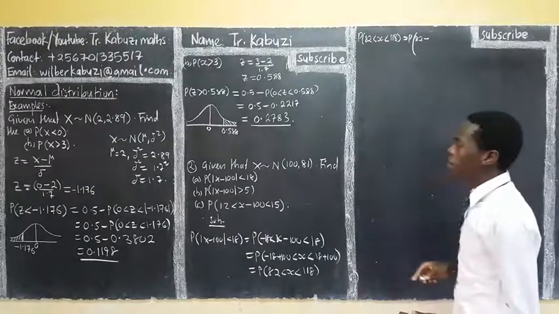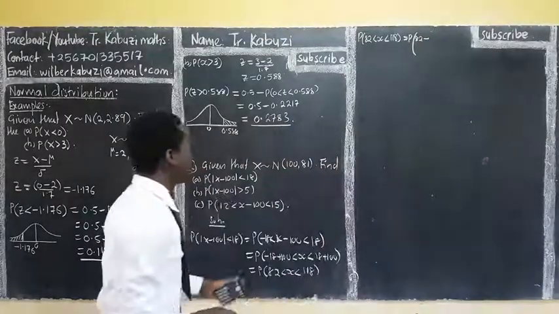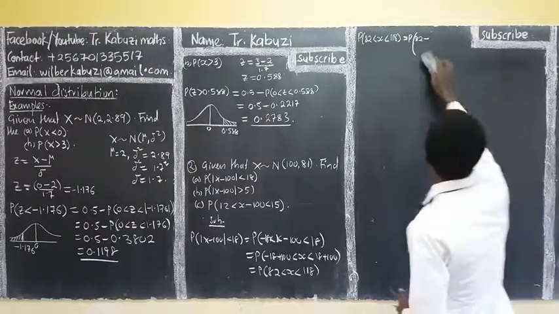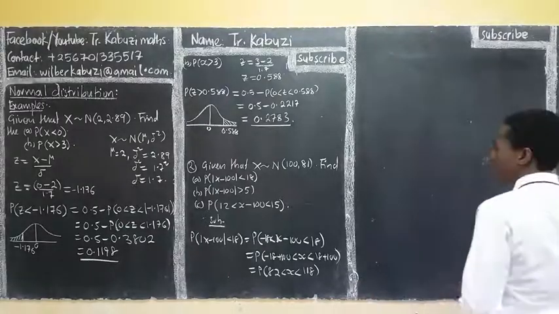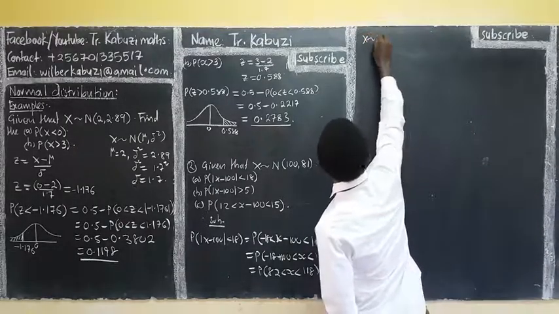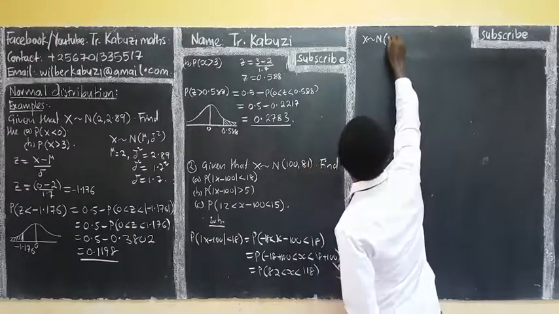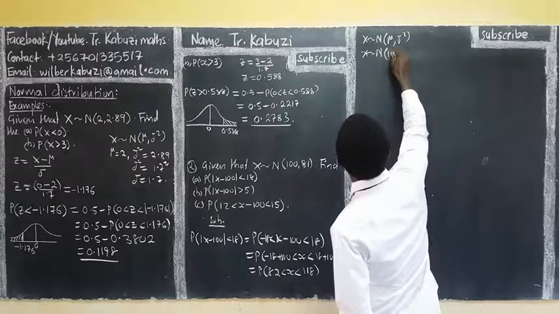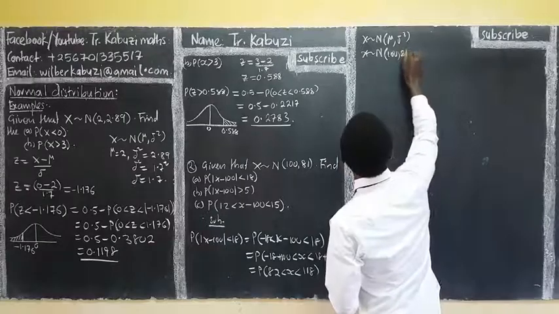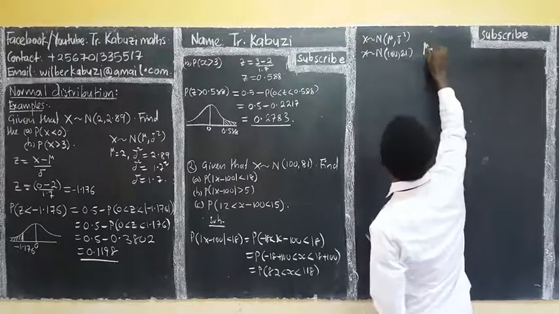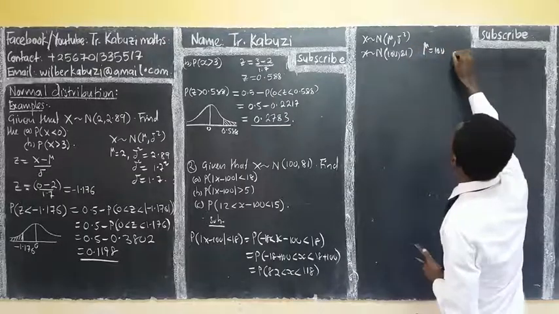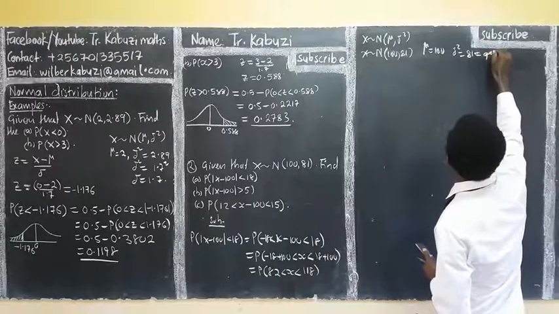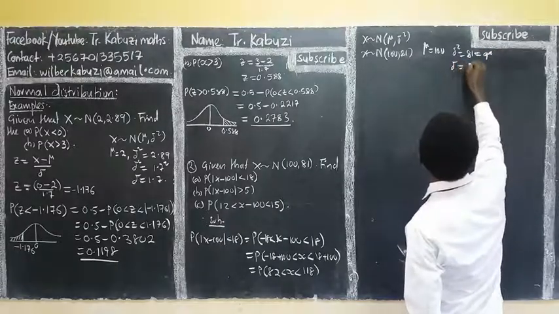Let us get our mean. From here, you can see that x is following a normal distribution. What they gave us was x following a normal distribution with mean mu and variance sigma squared. Here they are giving us 100 and 81, meaning mu is 100 and sigma squared is 81, which is 9 squared. So our sigma is going to be 9.